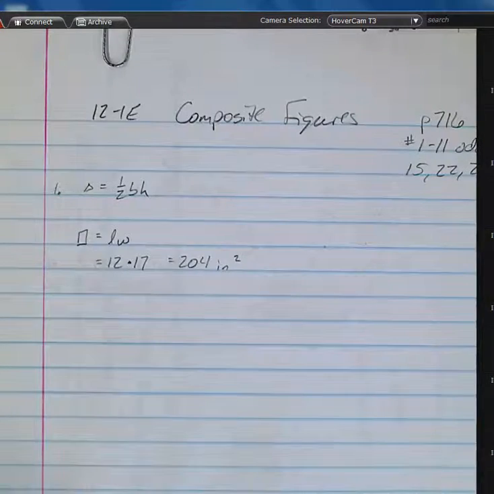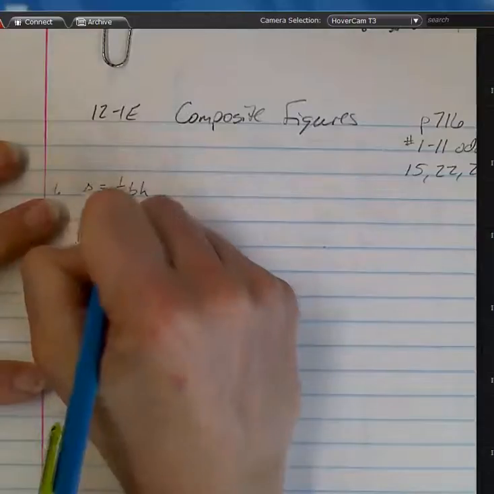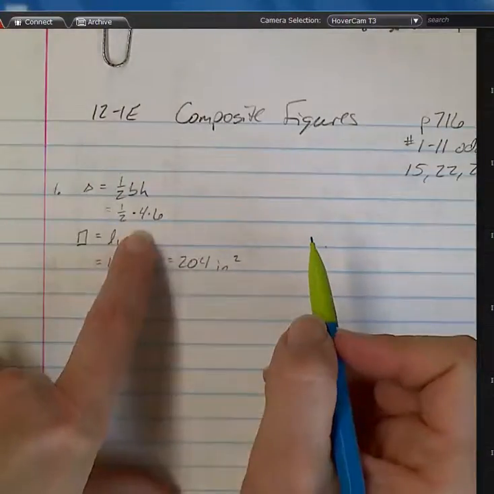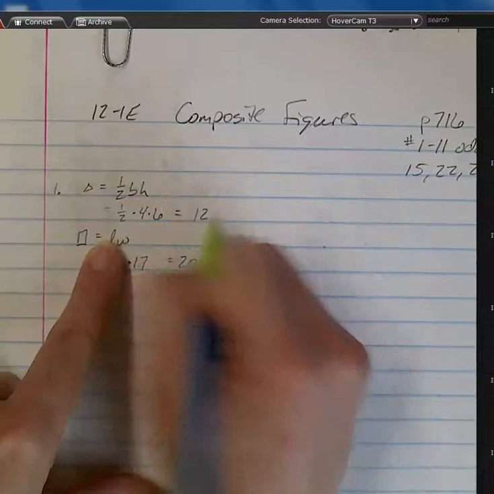And so on my paper, it's 1/2, 4 times 6. 4 times 6 is 24. Half of that is 12.